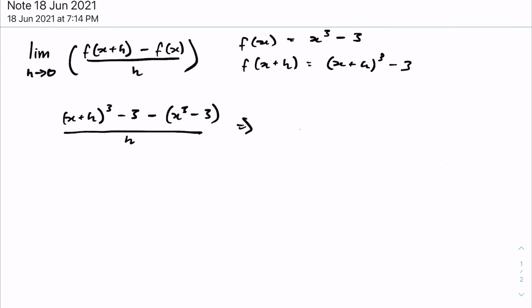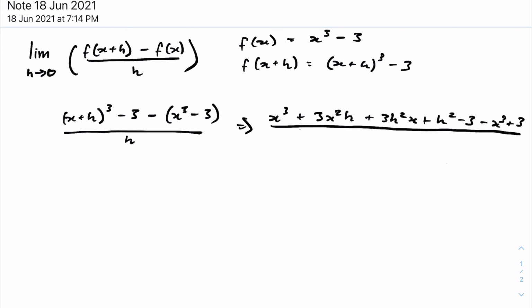Then we can use binomial theorem knowledge to expand this. I'm just going to do it quickly. I'm not going to really show the steps, but you could do it more slowly. And then you subtract it from x cubed. But since there's a negative over here and a negative over here, it becomes a positive. So you add 3 instead. And it's divided by h.